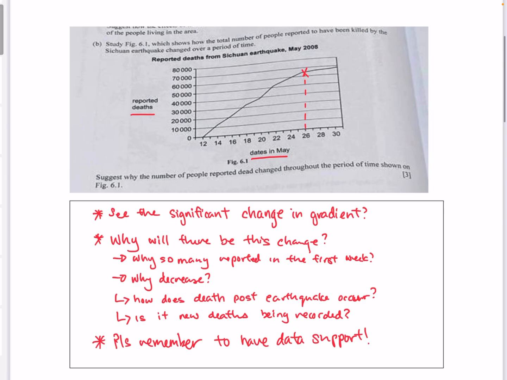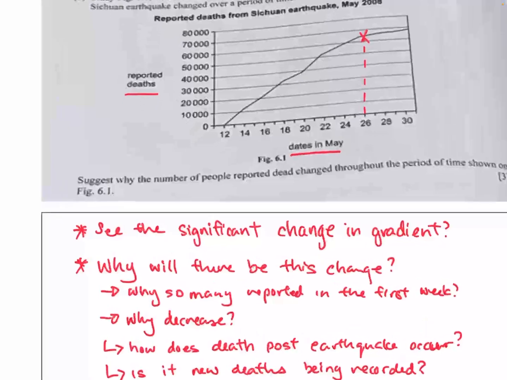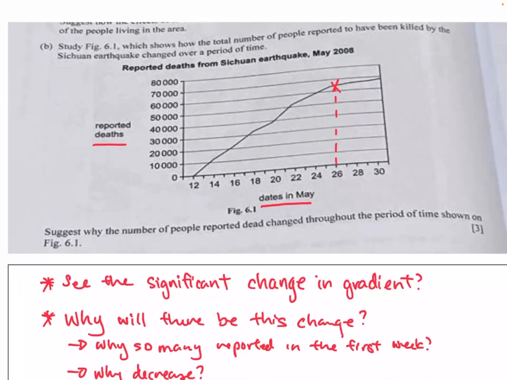So if you're looking at this, the question actually asks you to suggest why the number of people reported dead change. So you do need to recognize that you must talk about change in the very first place. Okay, throughout the period of time that's shown, which is from the 12th of May all the way until past the 30th of May, actually it's tracked. So they are looking at the amount of people who were reported dead.